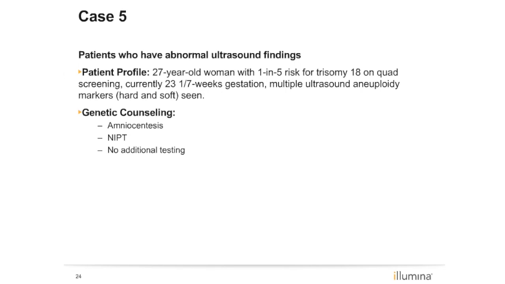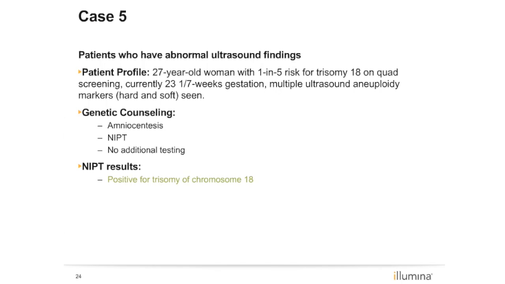This last case involves a 27-year-old woman with a 1 in 5 risk of trisomy 18 on her quad screen. At 23 weeks gestation, an ultrasound confirmed the presence of multiple ultrasound anomalies, both major and minor findings. The healthcare provider offered amniocentesis and non-invasive prenatal testing. The patient opted to begin with NIPT given her later gestational age.